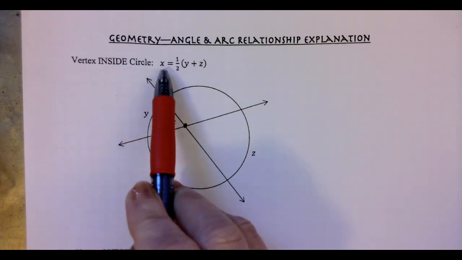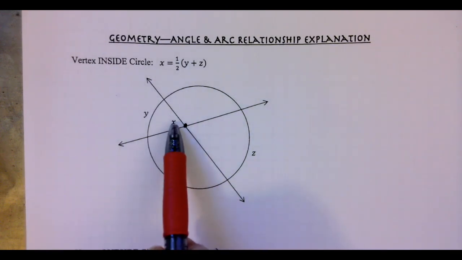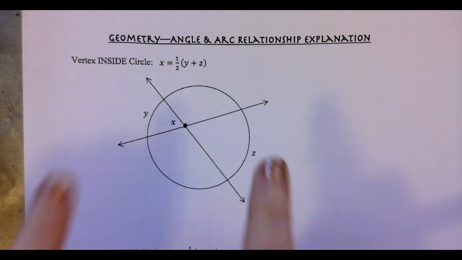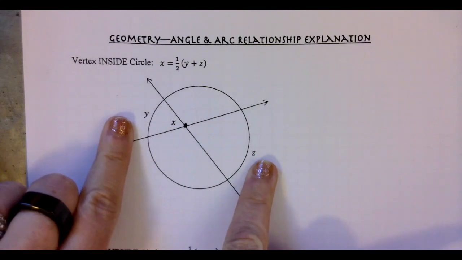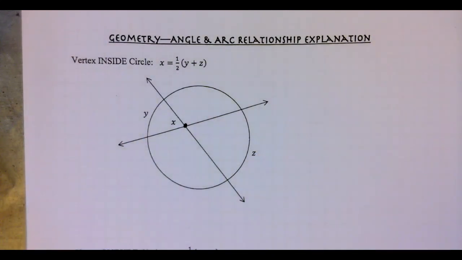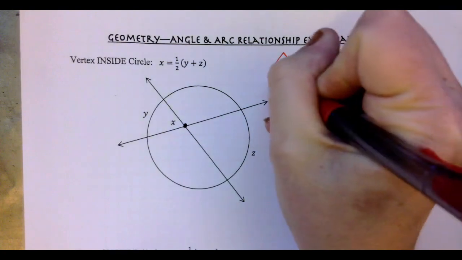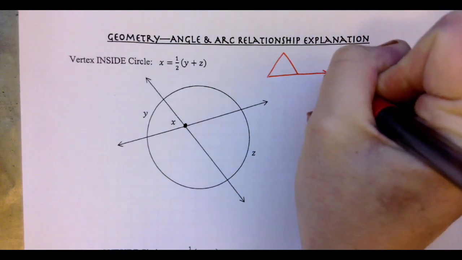We've already told you that the relationship is that the angle here, x, is going to be the average of these two intercepted arcs. So 1/2 the sum. So I want to kind of prove to you why that's true. Before I go too deep, let me just remind you of a relationship that we saw last semester.